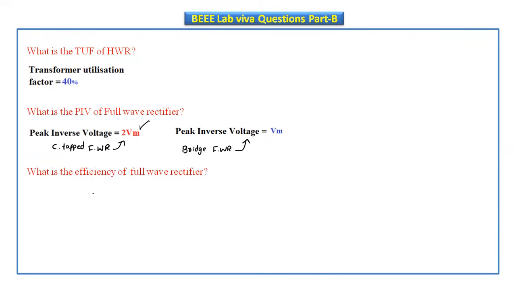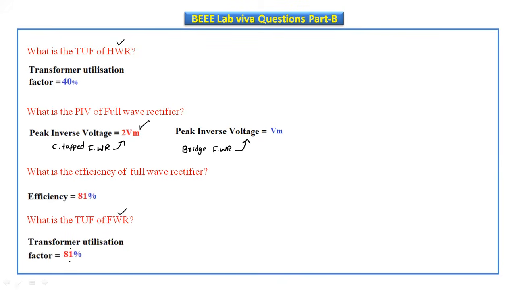Next, what is the efficiency of full wave rectifier? We got the efficiency of half wave rectifier as 40%, while in case of the full wave rectifier, the efficiency is 81%. What is the transformer utilization factor of full wave rectifier? In half wave rectifier we got 40%, while in case of the full wave rectifier transformer utilization factor we will get 81%.